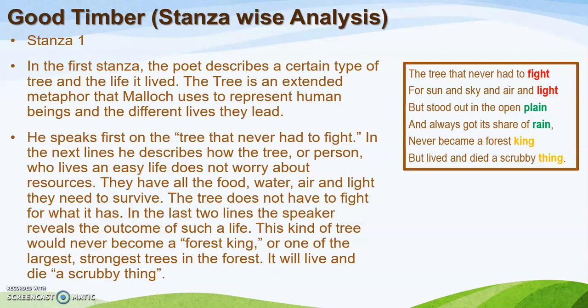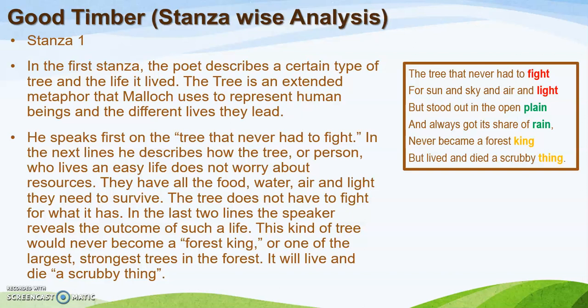In the last two lines, the speaker reveals the outcome of such a life. So obviously he is not all appreciative about it. He doesn't like this kind of life. He believes that people usually wish for an easy life, but they don't realize that this easy life is actually not a blessing. It's something that makes them into very ordinary, scrubby things. It does not develop them fully. It does not take them to the height of excellence. So this kind of tree would never become a forest king.